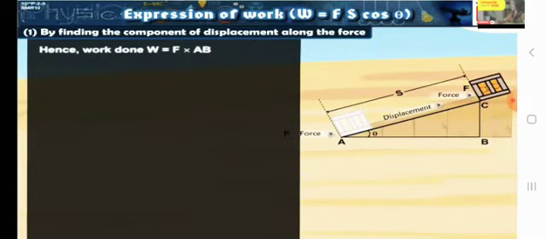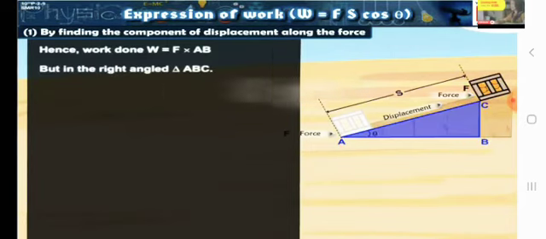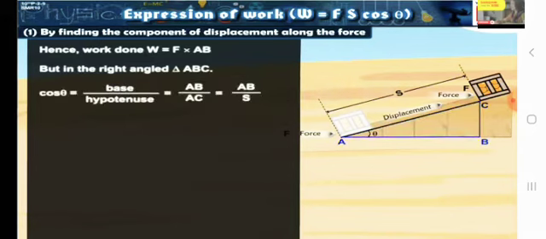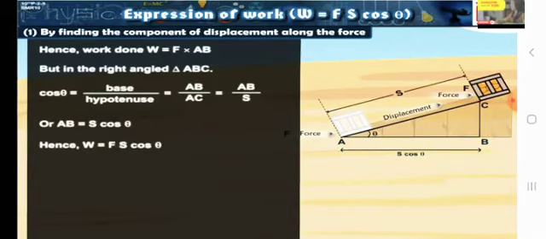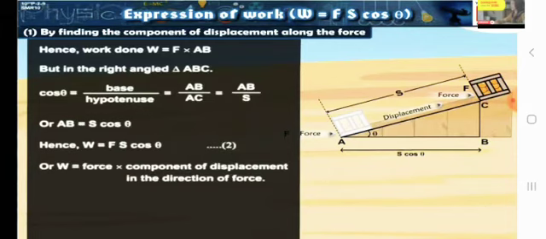Hence, work done W = F × AB. But in the right-angled triangle ABC, cos θ = base upon hypotenuse = AB/AC = AB/S, or AB = S cos θ. Hence, W = Fs cos θ. Let this be equation 2. Or W = force × component of displacement in the direction of force.